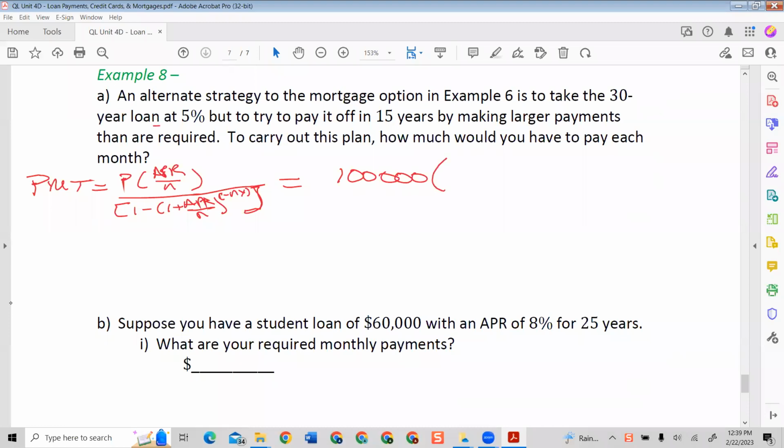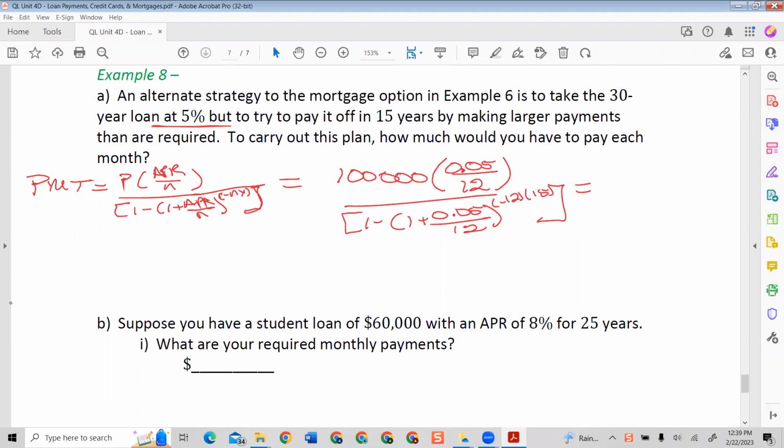principal. In this one here, we have an APR of 0.05 because it's 5%. We're going to do monthly payments, so it's going to be 12. And let's raise it to negative 12 times, and we're wanting to pay it off in 15 years. So this will give us an idea about how much to overpay.